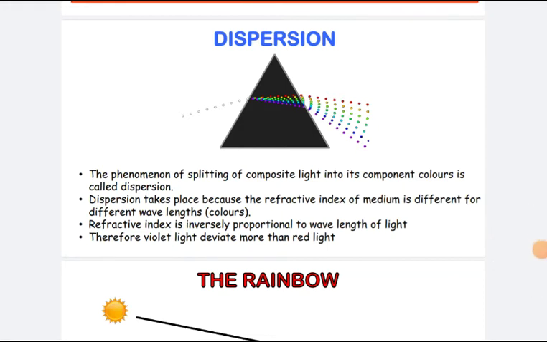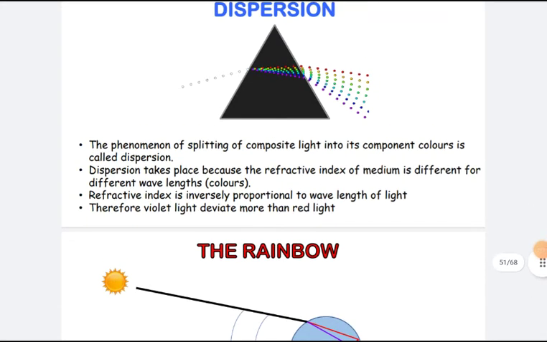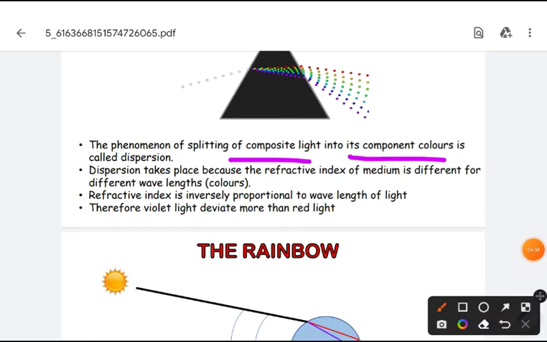Dispersion. The phenomenon of splitting of composite light into its component colors is known as dispersion. The dispersion takes place through refractive index. The refractive index of a medium is different for different wavelengths. Violet light deviates more than red light.